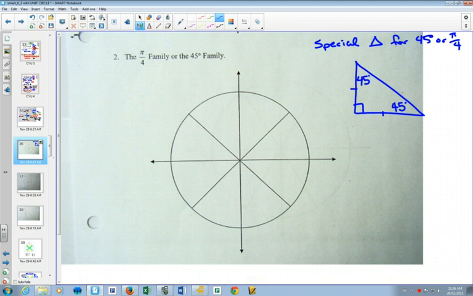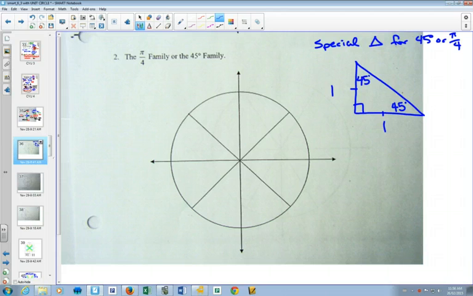Now, sine, cos, and tan are ratios, and it doesn't matter how big or how small that triangle is. The ratio of the opposite over hypotenuse, or opposite over adjacent, or adjacent over hypotenuse will stay the same no matter how big or how small that triangle is. Since we know these two sides are the same, we can pick any number we want and label this triangle. For simplicity's sake, I'm going to pick 1 and 1. If you picked 37 and 37, the results will stay the same.